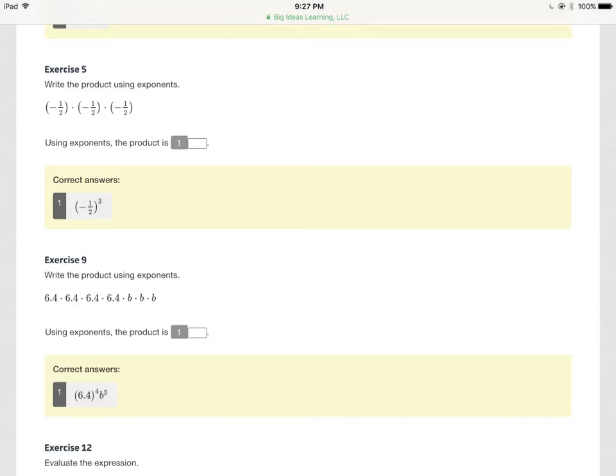Exercise number 5 has negative 1/2 times negative 1/2 times negative 1/2. And so that's the base, negative 1/2. How many times? 3 times.